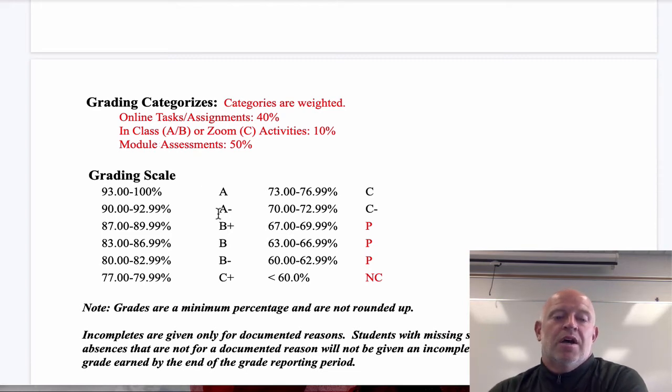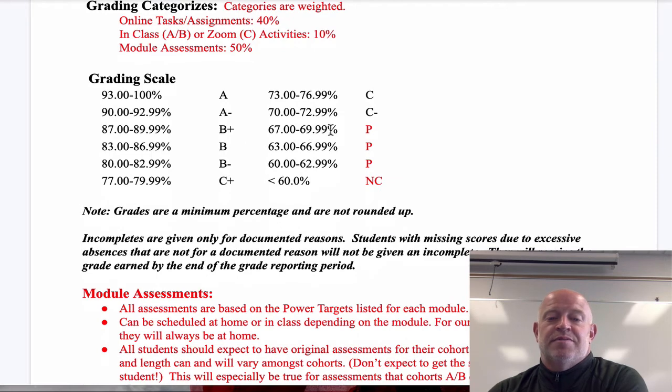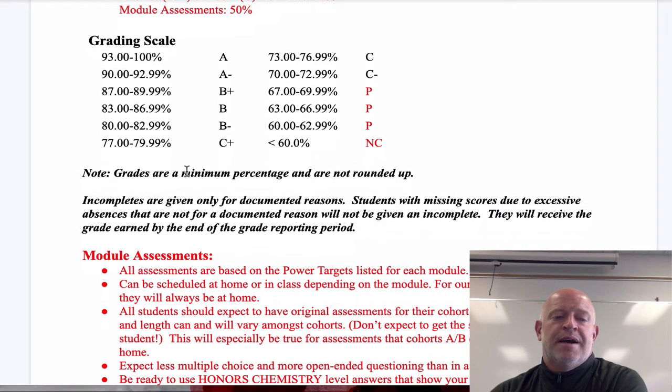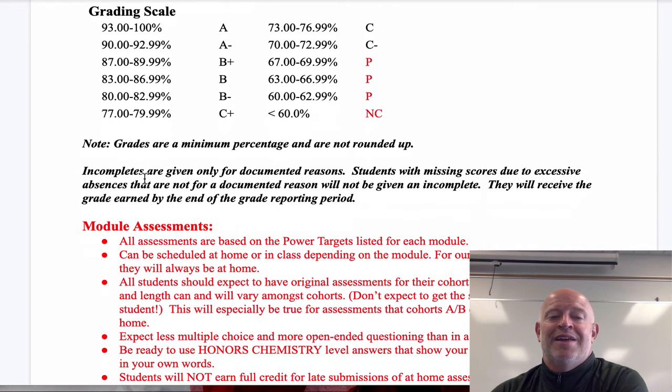All right. Grading scale has been modified. It's the same as the spring. Once you drop below the C minus, we go to pass or no credit. Keep in mind these are minimum percentages, and keep in mind that I do not give out incompletes, okay? Unless you have a documented reason. So if you just didn't get your stuff done and you think at the end of the trimester, I'm just going to let that ride for the rest of the year, not going to happen, okay? If you have a documented reason, medical, mental health, whatever it happens to be, then yeah, we can do incompletes, but not just because you didn't get your work done. If you didn't get your work done, whatever grade you have is what you get, okay?